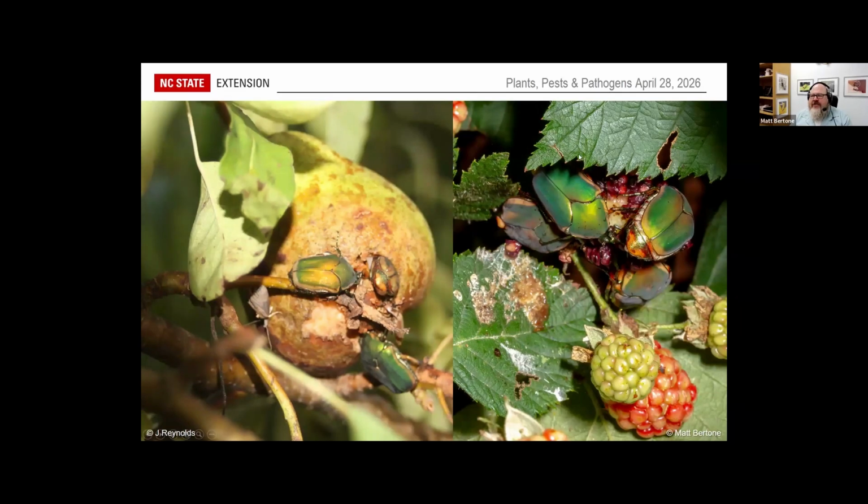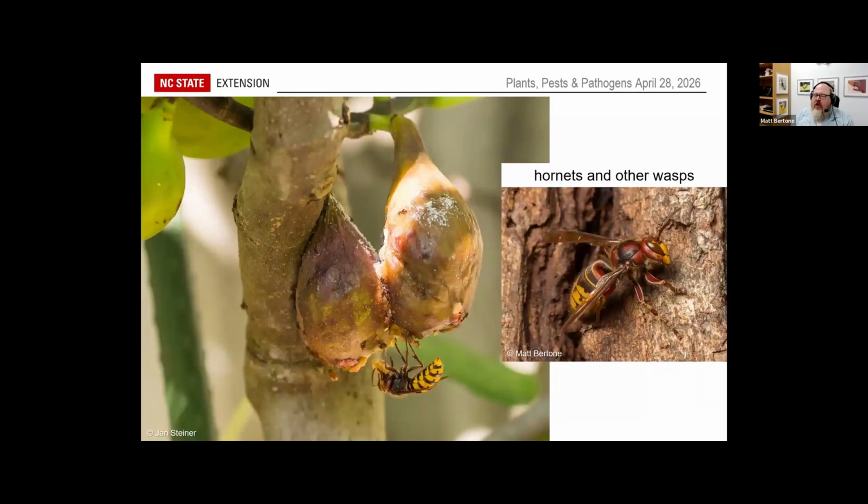These are feeding on pear, these are feeding on blackberries. So any overripe fruit can be attacked by these insects as well. So you want to make sure that your timing of picking the fruit is good enough to avoid getting the damage from these beetles.